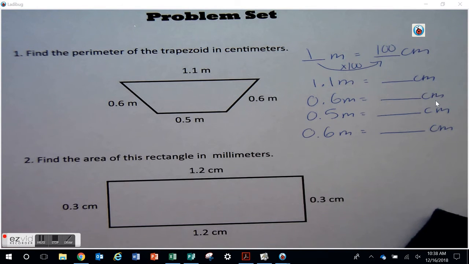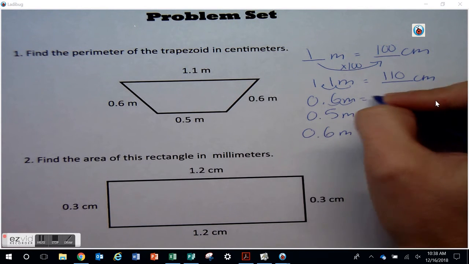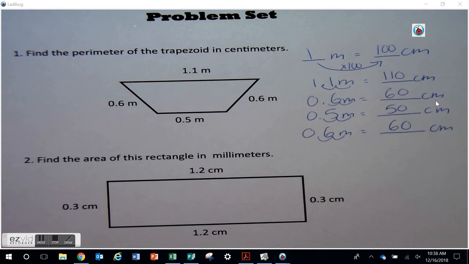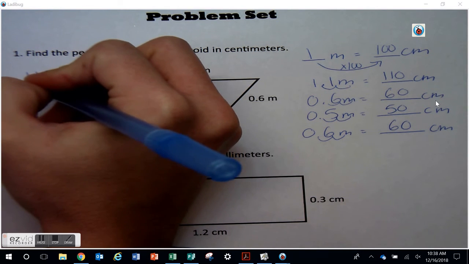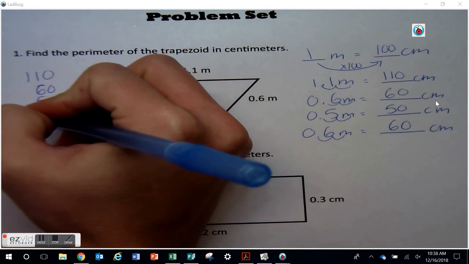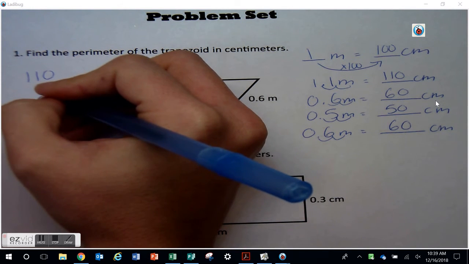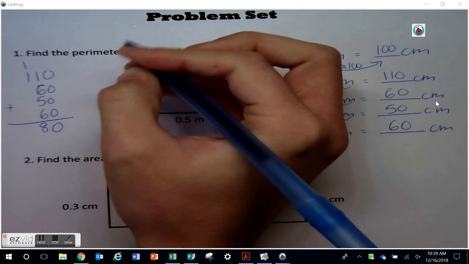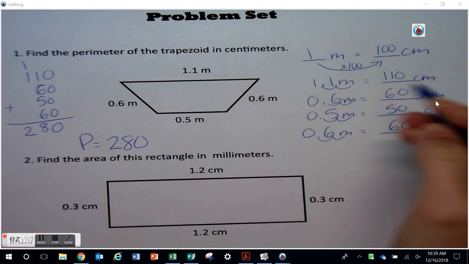It said perimeter, so what am I going to do now to finish up? Well, I'm going to add them. 110 plus 60 plus 50 plus 60. 0, 1 plus 6, 7, 7 plus 5 equals 12, 12 plus 6 equals 18, 1 plus 1 equals 2. So perimeter here is 280 centimeters. Always do that conversion first. It will make things a lot easier.